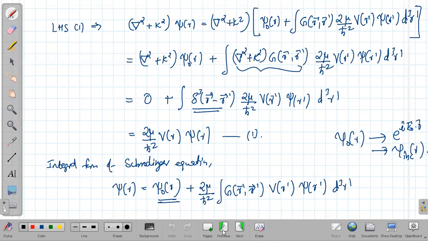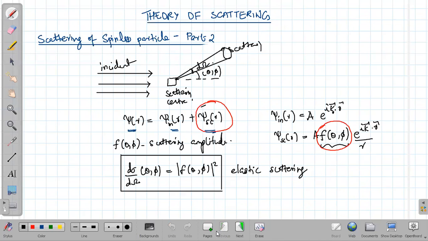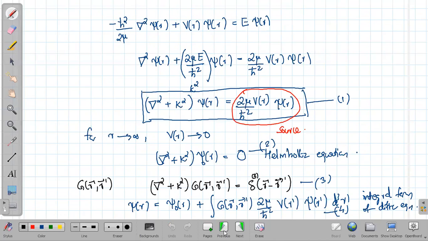Okay, so what we have done so far is we started with the total wave function of the scattering problem. It is a superposition of the incident wave function and the scattered wave function. And we have expressed the scattering wave function in terms of the Green's function of the differential equation. So first we introduced the Green's function. Your original Schrodinger equation we can write in this way, where the right side can be treated as a source. So the Green's function is a solution for the differential equation with a unit source, in other words, a Dirac delta function.